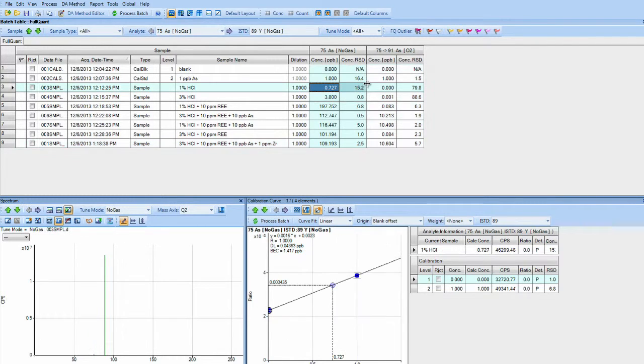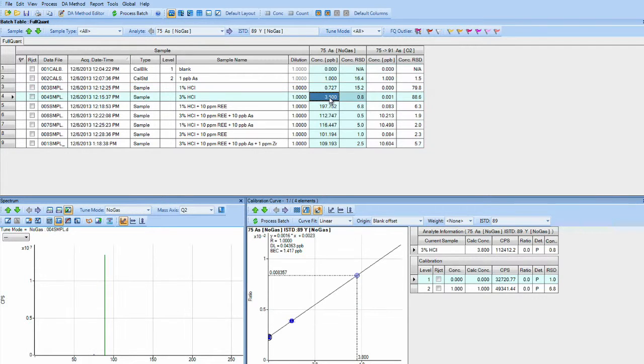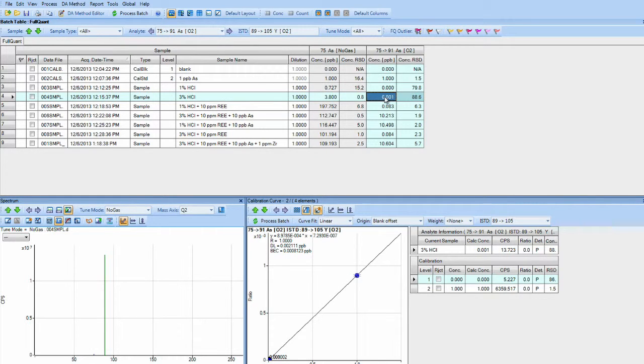So for 1% HCl in no gas, we get about 0.7 ppb showing up at mass 75. However, in the mass shift mode, in only 1% HCl, we don't see any detectable arsenic. When we go to 3% HCl, the 75 arsenic no gas gives us about 3 to 4 ppb, while in the mass shift mode from 75 to 91, we get 1 part per trillion.